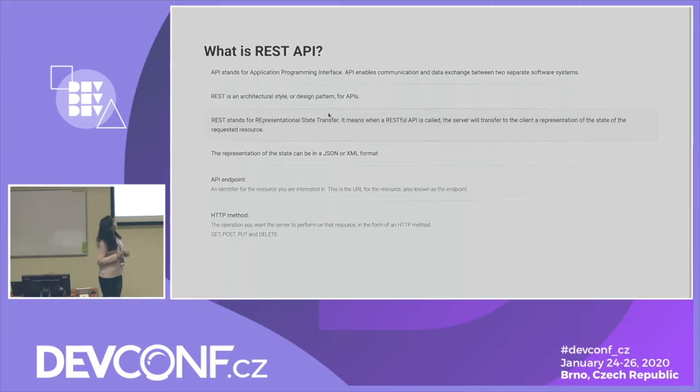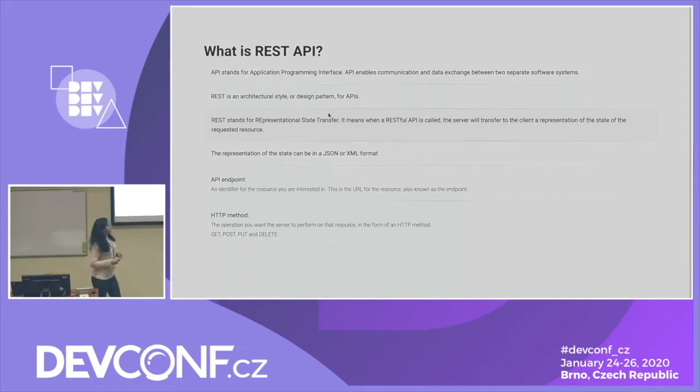What is REST API? API stands for Application Programming Interface. API enables communication and data exchange between two separate software systems. Now you all must be familiar with the process of booking airline tickets, right? Now let's say you're not using the airline's website, but you're using an online service portal which aggregates information from different airlines. So that is when the online travel portal such as Kayak or Expedia is interacting with the different airlines' APIs to get you all the information at one place.